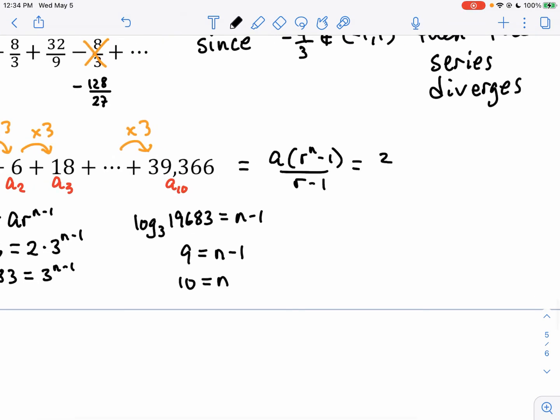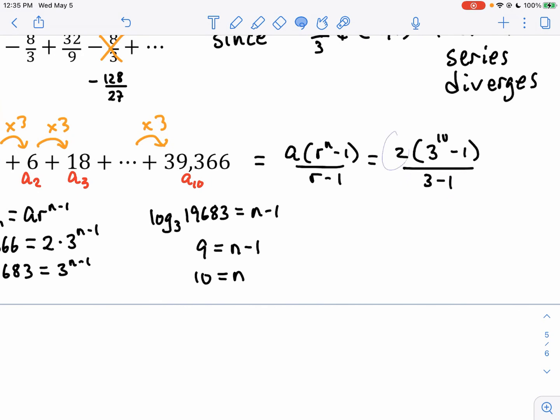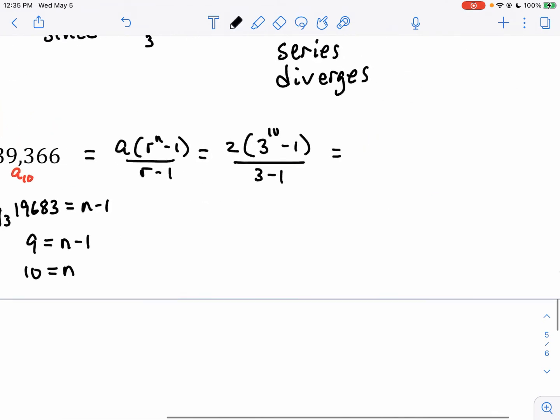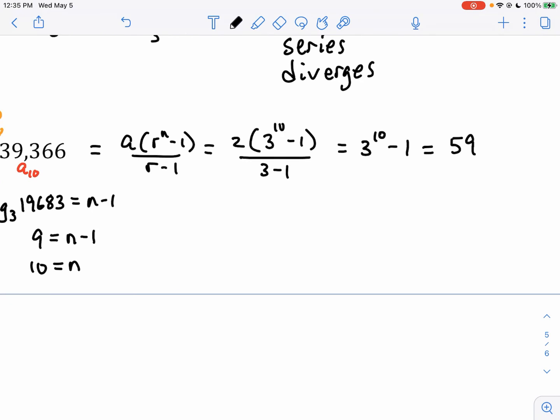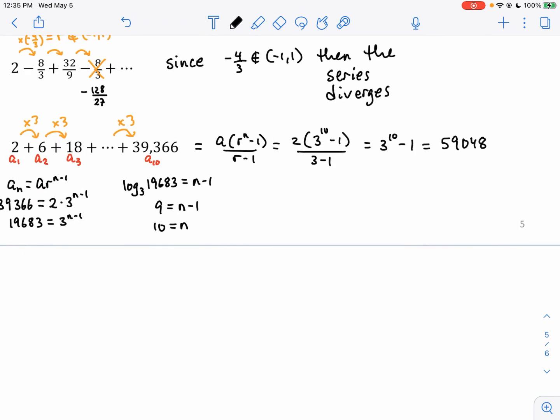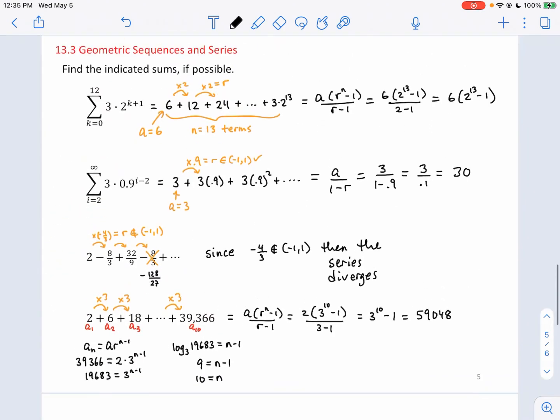And the first term is 2. The ratio is 3, and the number of terms is 10. And this becomes a 2, which cancels with that 2. That's nice. And so we really just get 3 to the 10 minus 1. 59,048 will be the sum of these 10 terms. That concludes our lesson on geometric sequences and series.